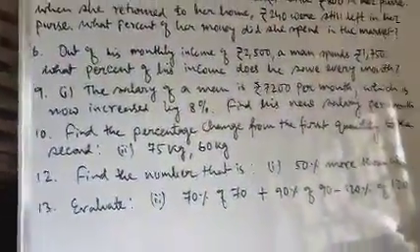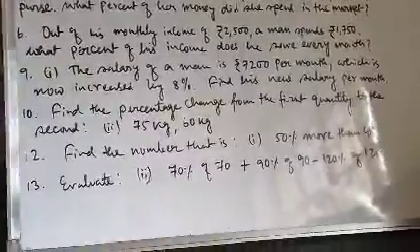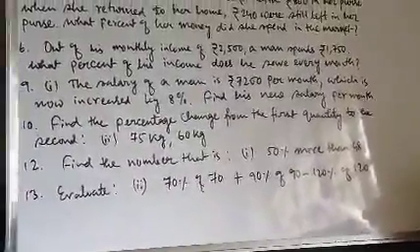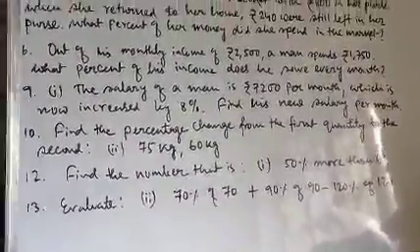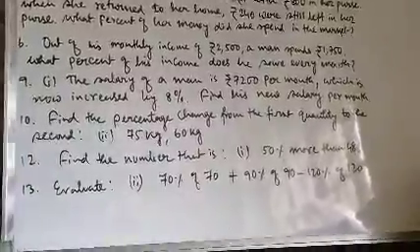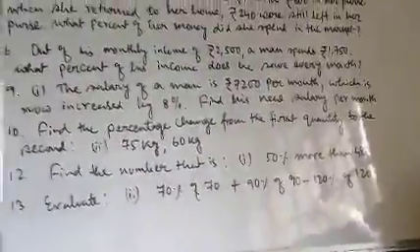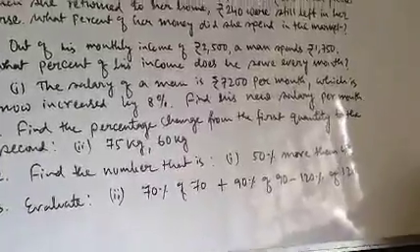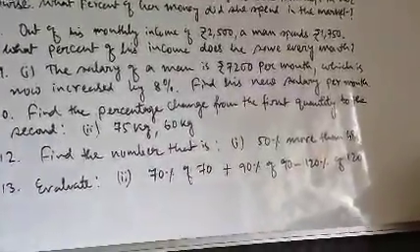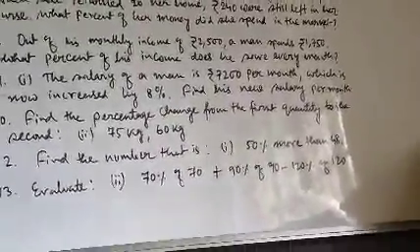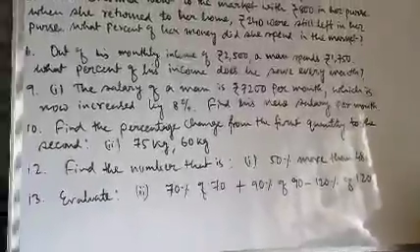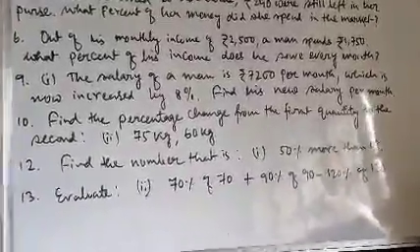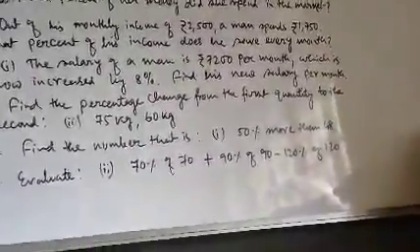Question number 6 says, out of his monthly income of rupees 2500, a man spends rupees 1750. What percent of his income does he save every month? So the man has a monthly income of rupees 2500, and out of his monthly income he spends rupees 1750. That means the remaining amount he saves per month, right?